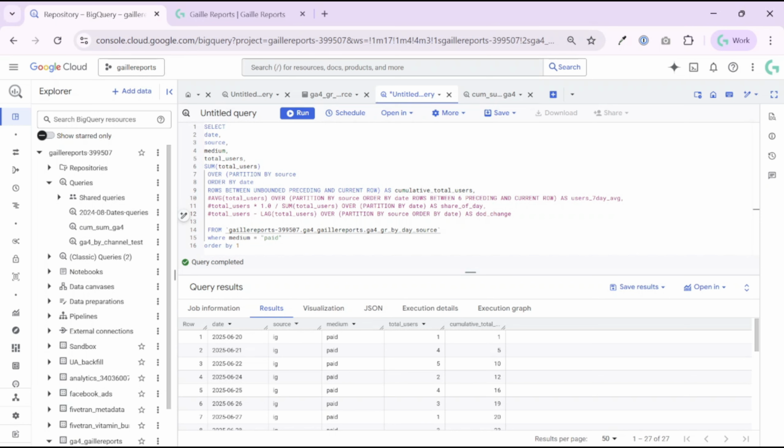Let's talk about some not obvious calculations in SQL in BigQuery. This is super fun, I really like it, and I want to share.